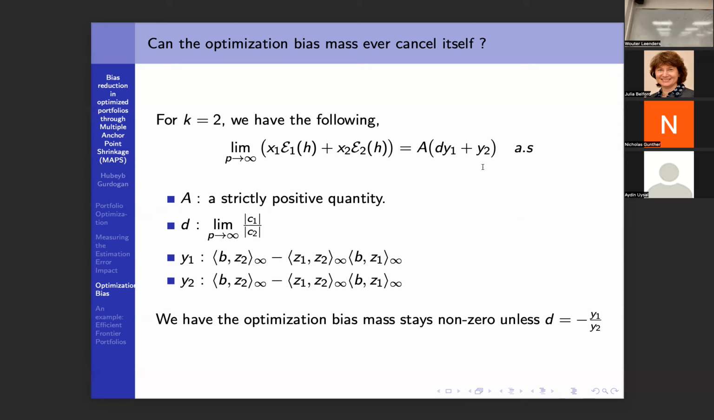All right. If you actually solve that linear part, we can have a happy moment if the ratio of the norms is equal to the ratio of negative y1 and y2, and y1 and y2 are just functions of the zi's and b. Okay, so what does this really mean? Let's illustrate this further.